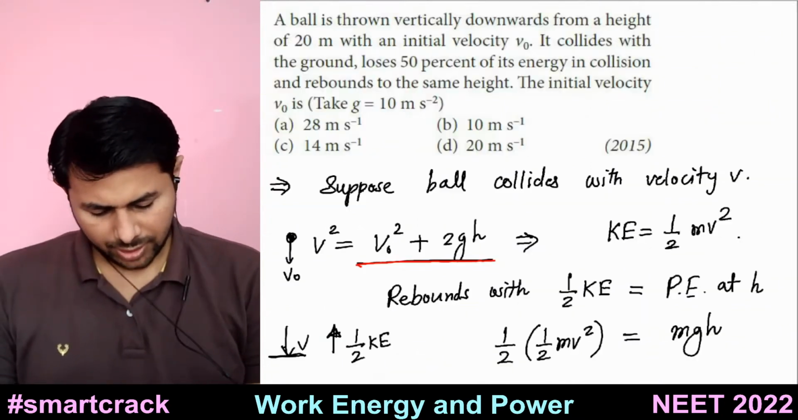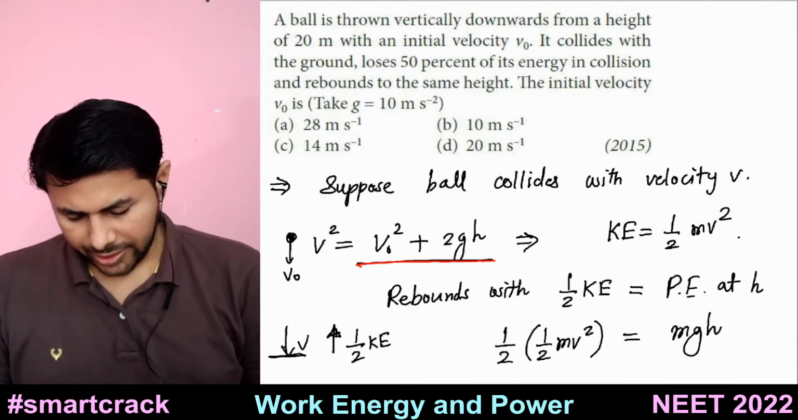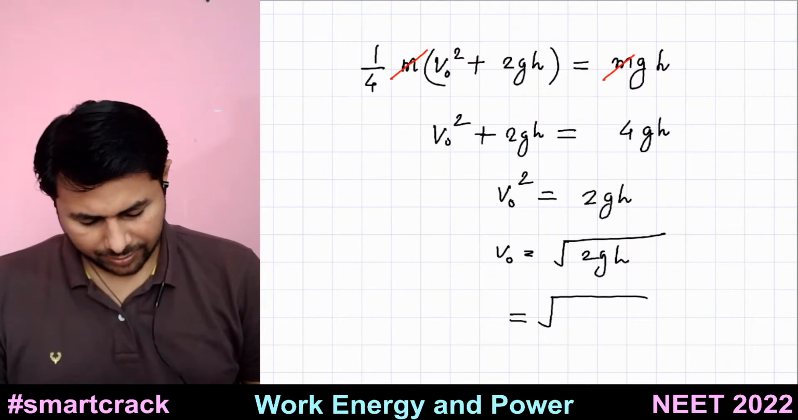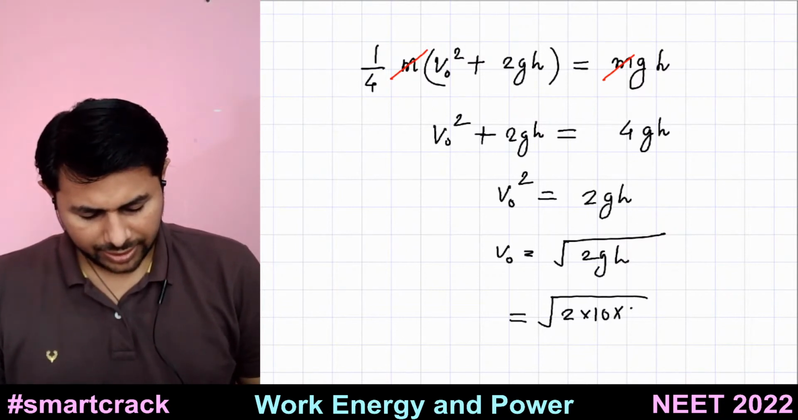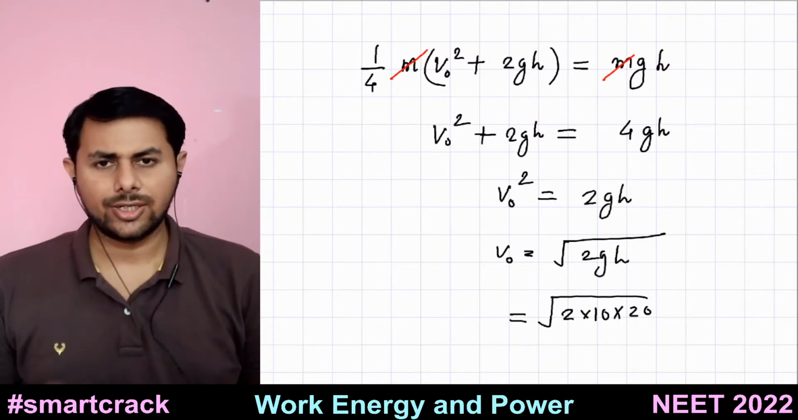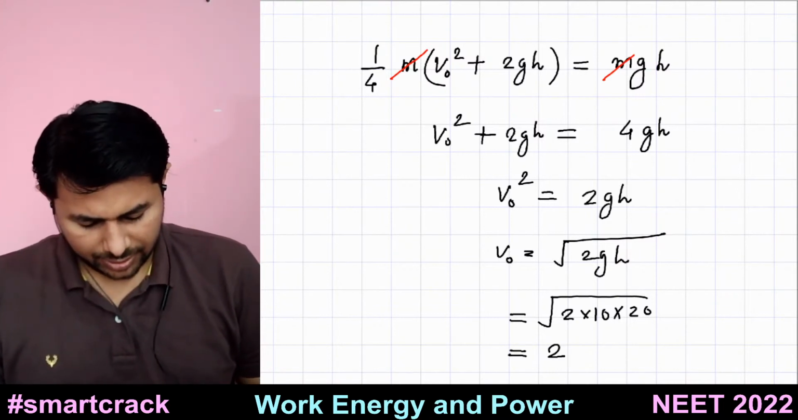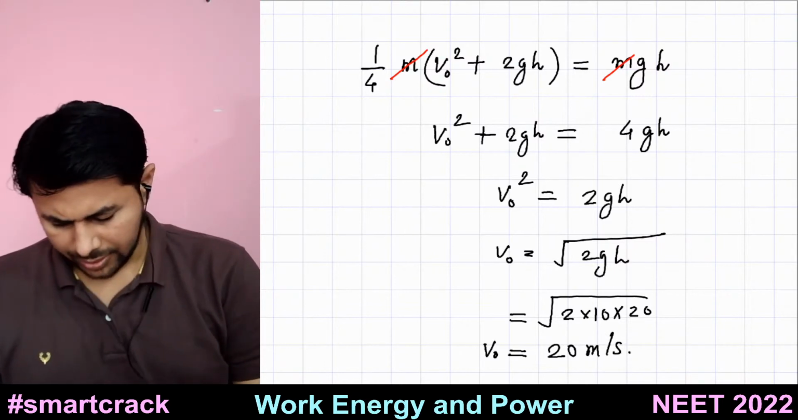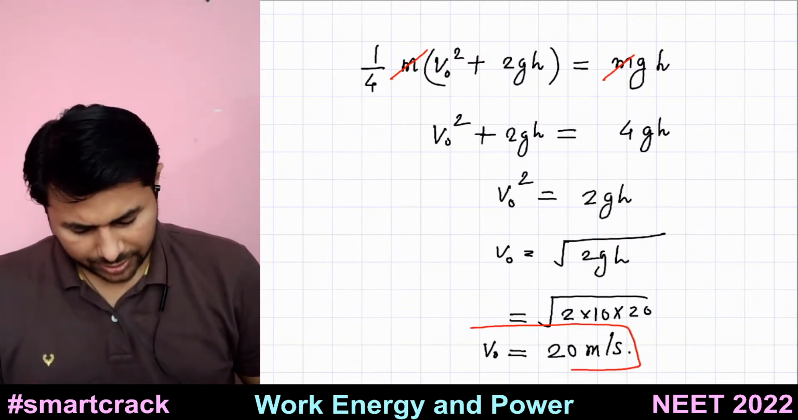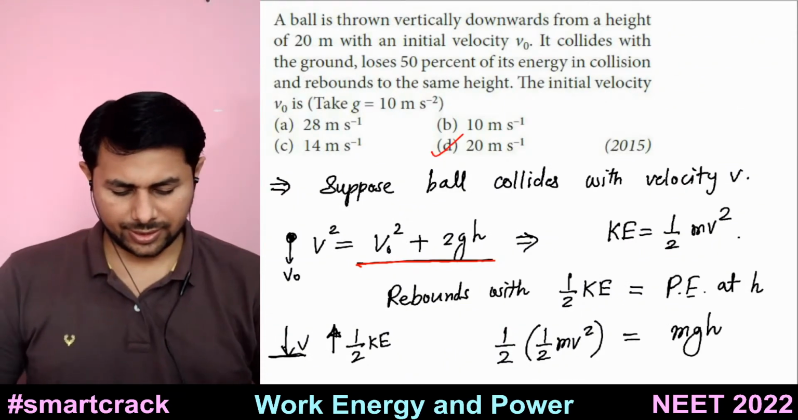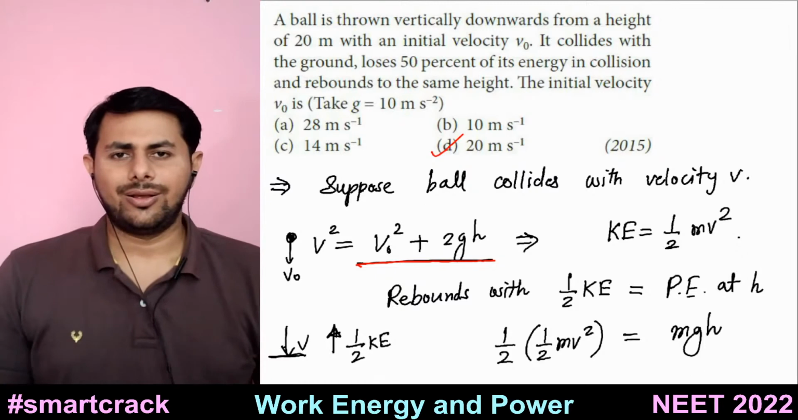Let's substitute values. g equals 10 and h is equal to 20. So it is 2 times 10 into 20. 20 times 2 is 40, 40 times 10 is 400. Square root of that is 20 meters per second. So this is the answer. 20 meters per second is the answer. All right.